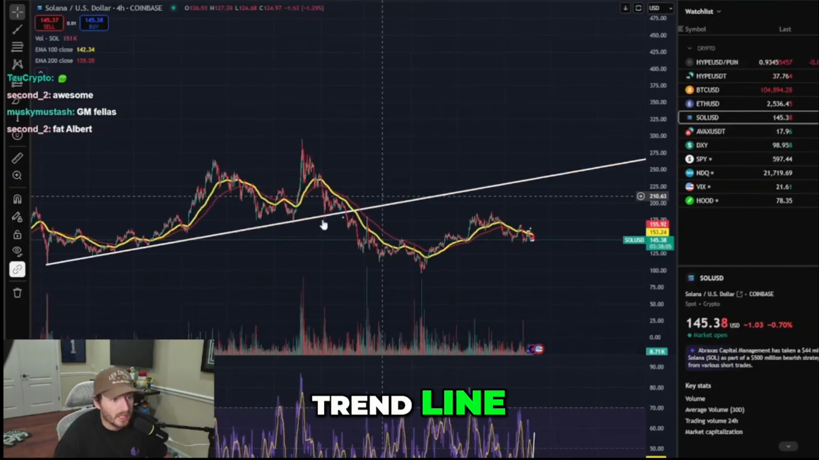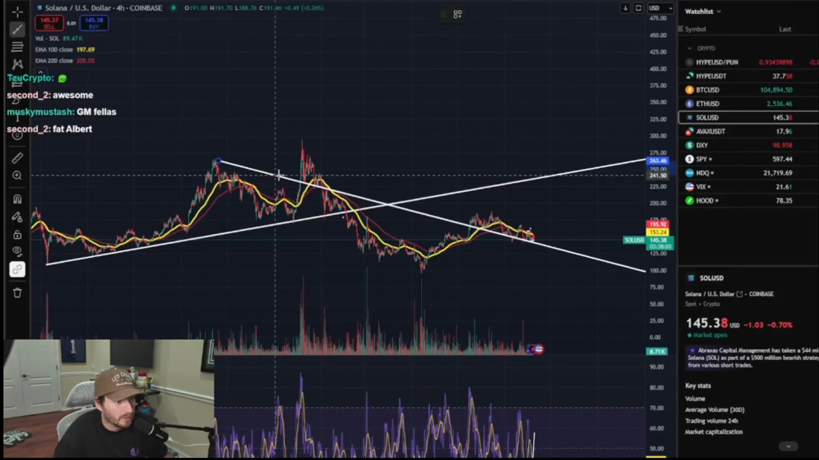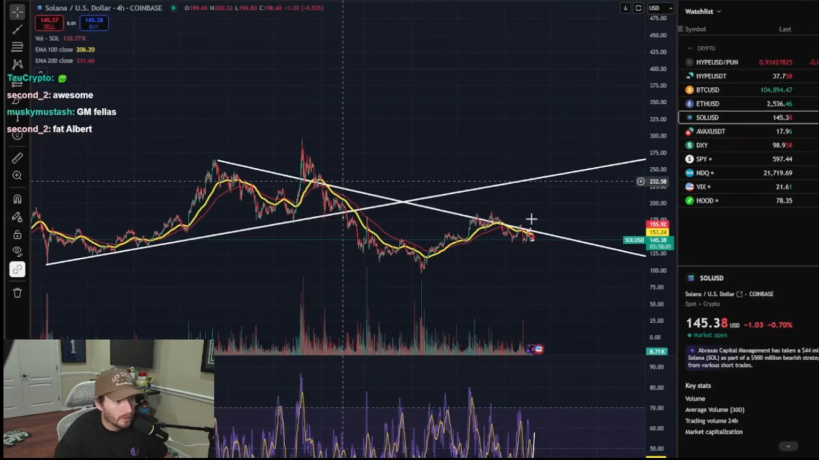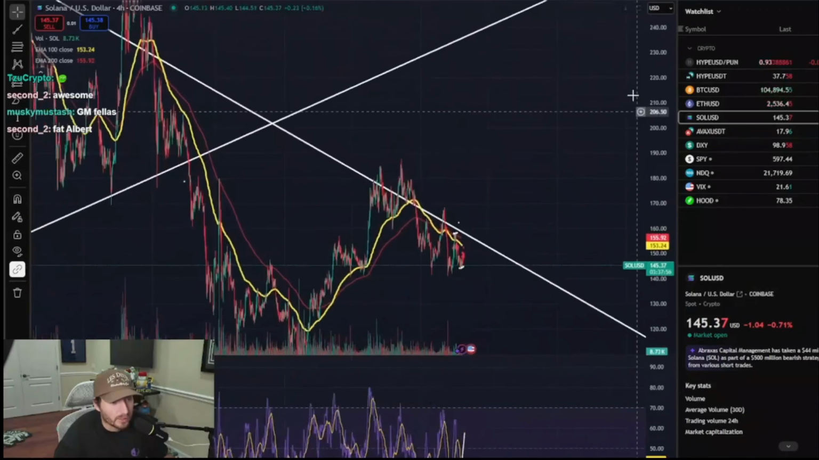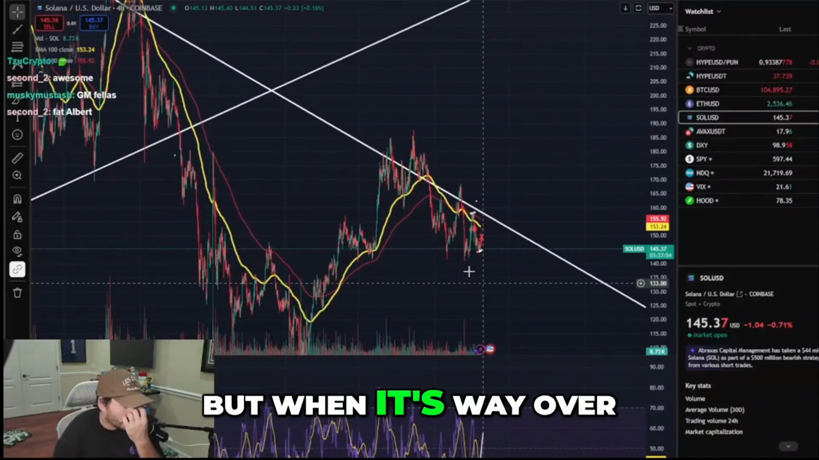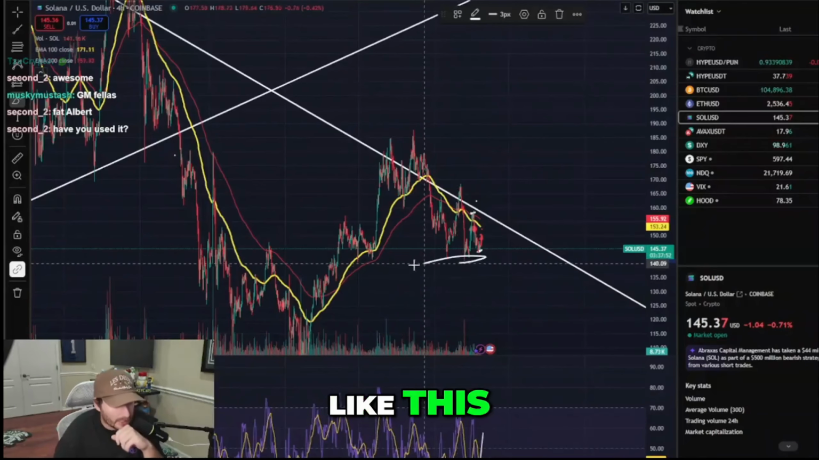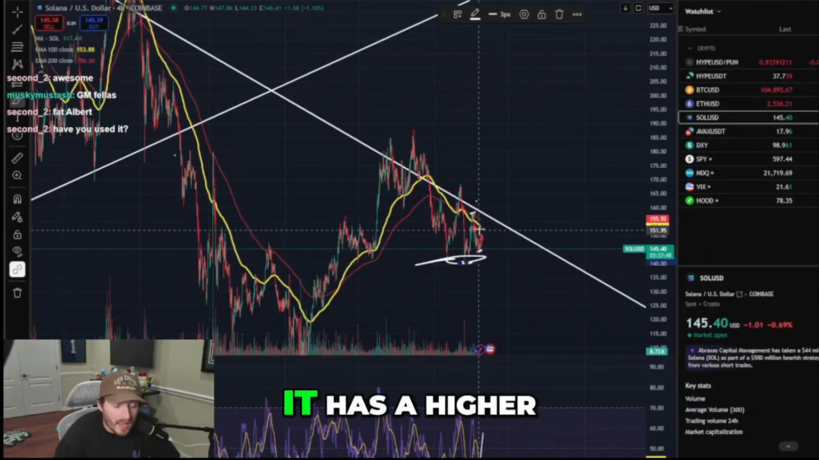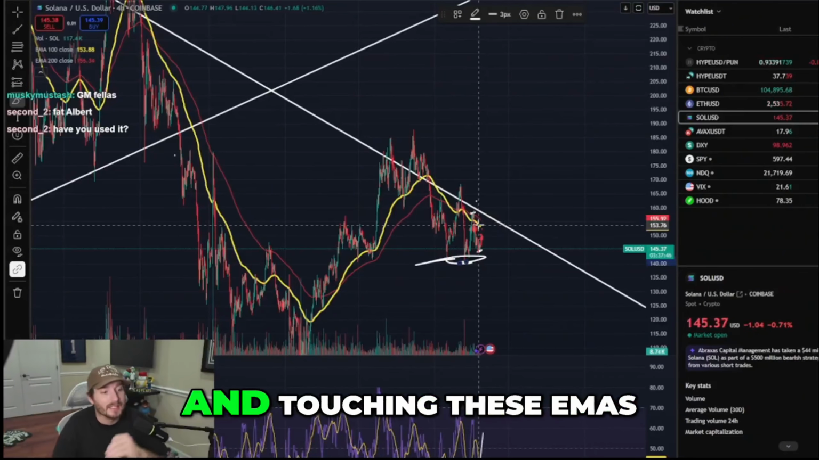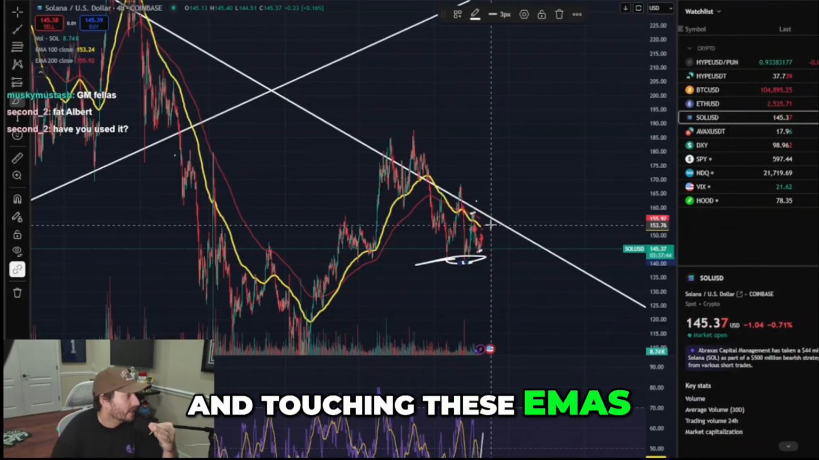When it breaks that trend line, now we have a downtrend, which would be right here. Until it breaks over, we stay short. But when it's way over, like this, we wait for it to go back here. It has a higher likelihood of going back and touching these EMAs than not.